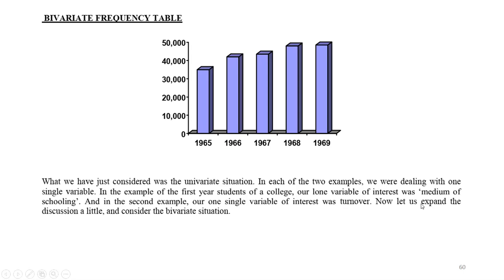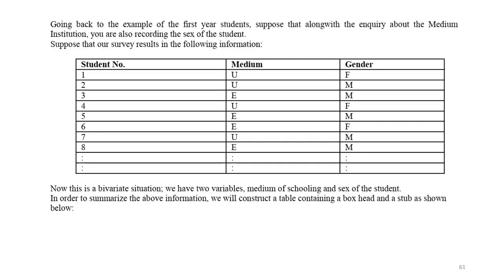Now let us expand the discussion a little and consider the bivariate situation. I've already told you that univariate means only a single variable. Bivariate means more than one, meaning two. Going back to the example of first year students, suppose that along with the inquiry about the medium of institution, you are also recording the sex of the student. It means the gender of the student. Either he is a male, or he is a female.